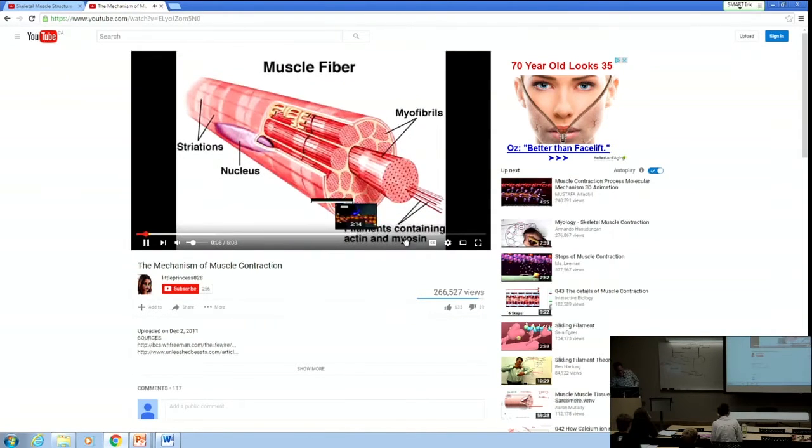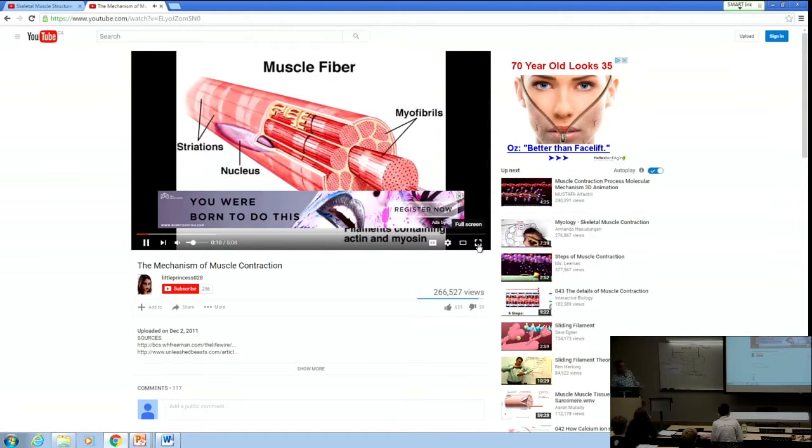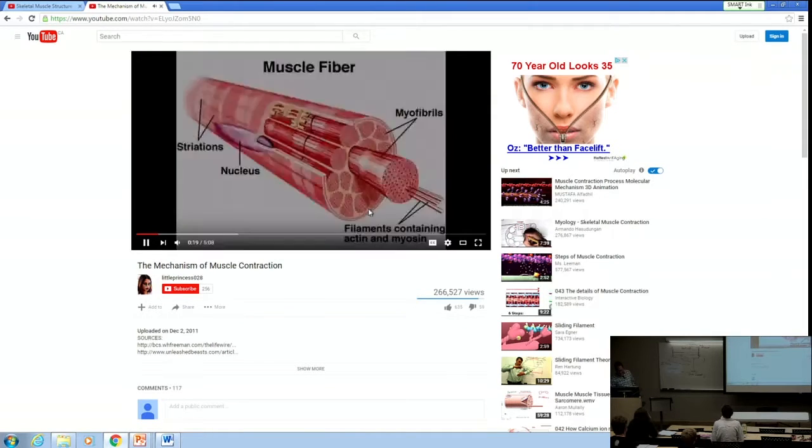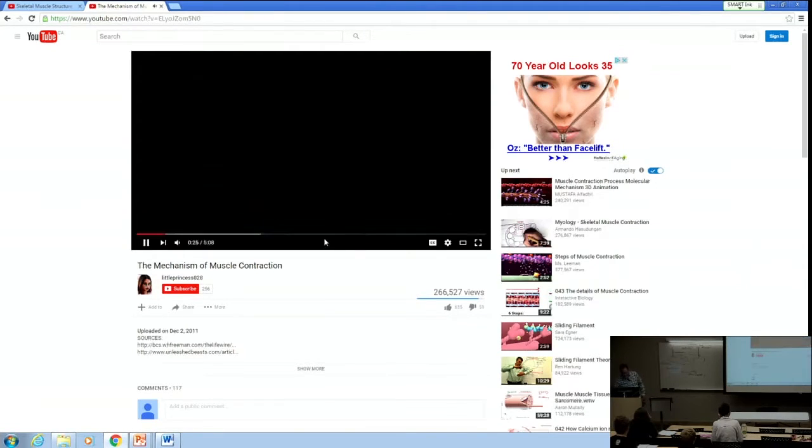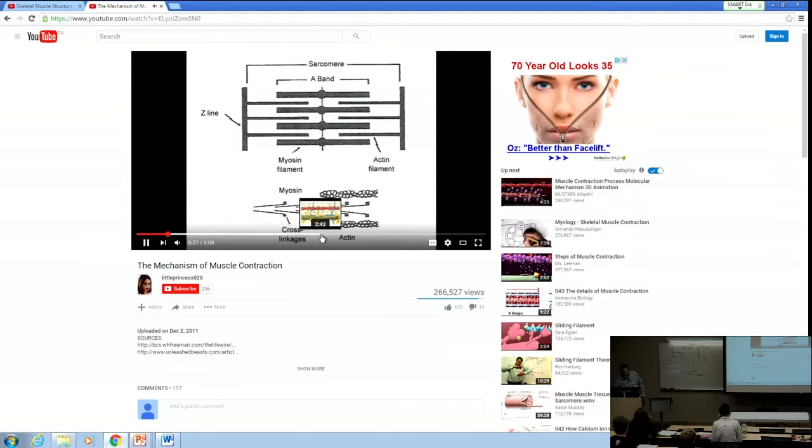A muscle's contractile units lie within individual muscle fibers. Each muscle fiber contains numerous bundles of protein filaments. These bundles, called myofibrils, are organized into repeating contractile units called sarcomeres. A sarcomere contains two types of protein filaments, actin filaments and myosin filaments.